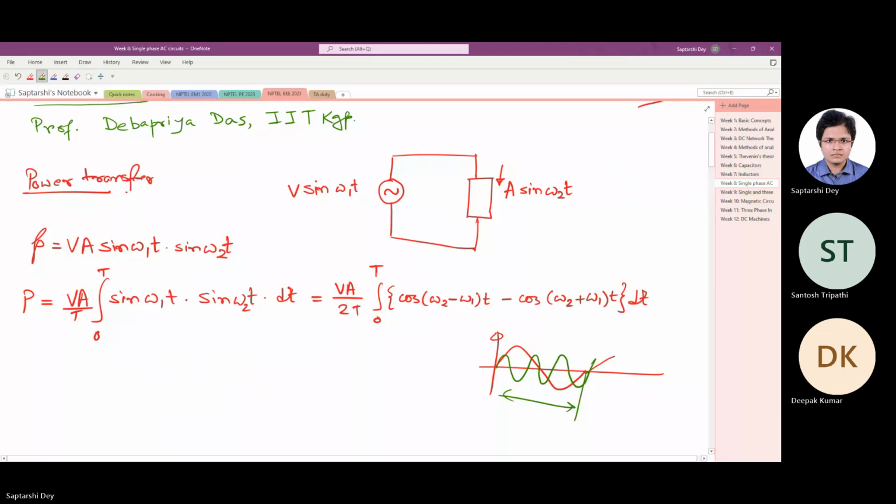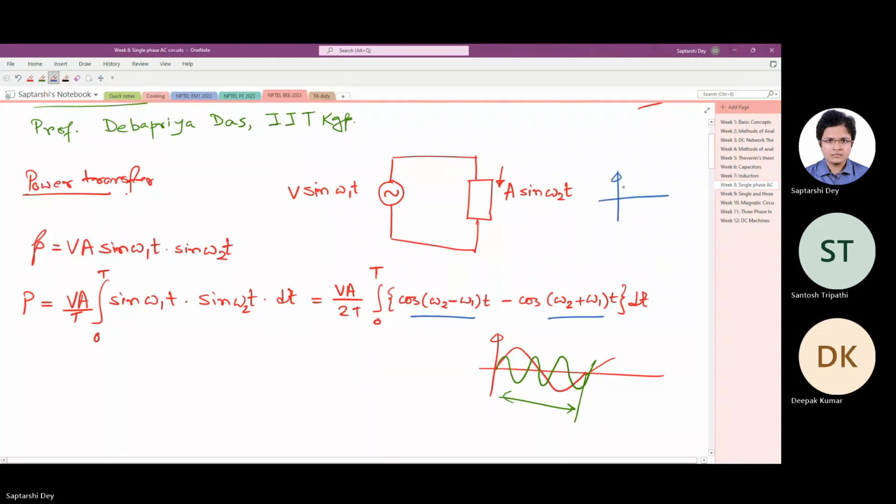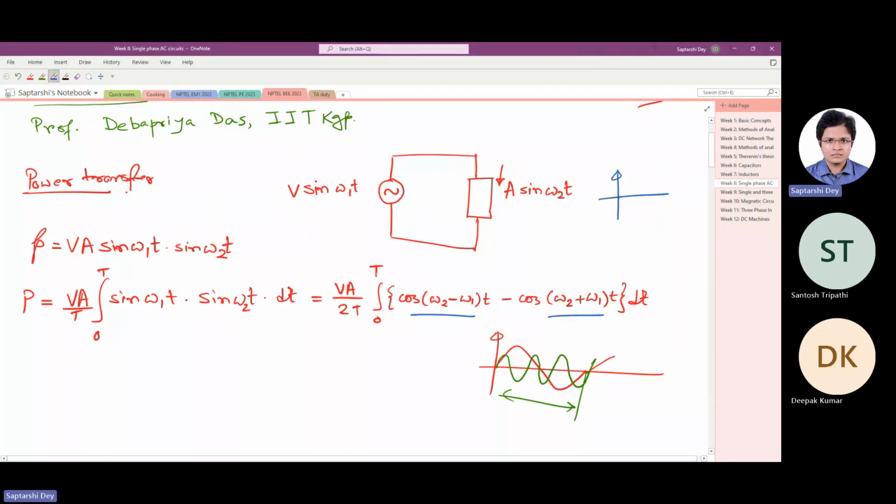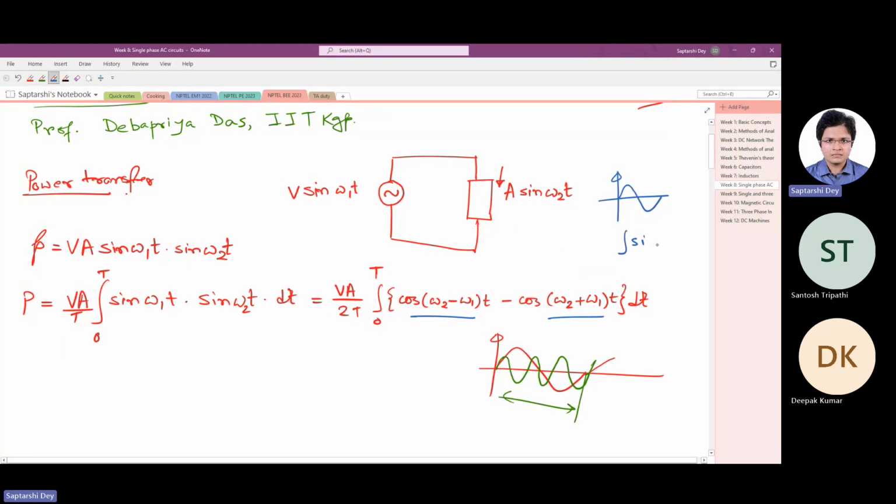So my point is, the overall time of integration has to include all the frequency components, then only we can call it an average. Once it covers all the frequency components, then in this period 0 to T, both the components, cos omega 2 minus omega 1 and omega 2 plus omega 1, complete an integral number of periods. And what do you get if you integrate a sinusoid over a complete period? Integration of a sinusoid over a complete period, what do you get?